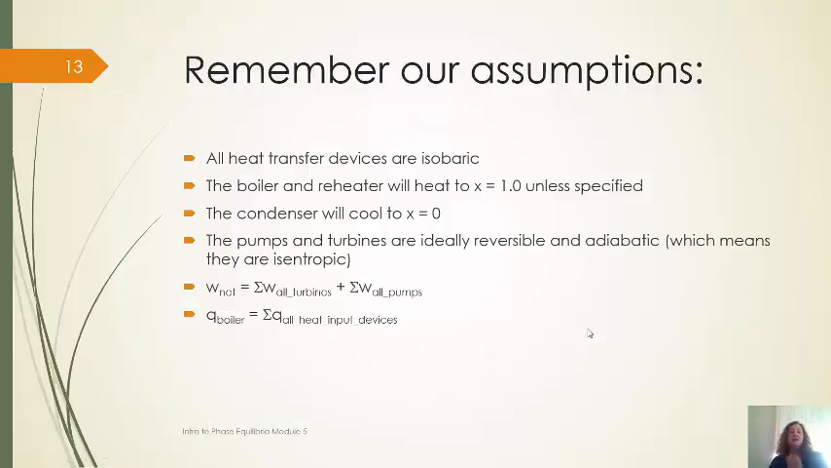So we're going to still assume that the heat transfer devices are going to be constant pressure. Boiler and heater are going to stay at a quality of 1. The condenser is going to cool to a quality of 0, so it'll be saturated liquid. I'm going to assume that my ideal pump and turbine are reversible and adiabatic, which means isentropic. And the net work is going to be the work from all of the turbines and all of the pumps, however many I need. And the heat for the boiler is going to be the heat for all portions of the boiler.